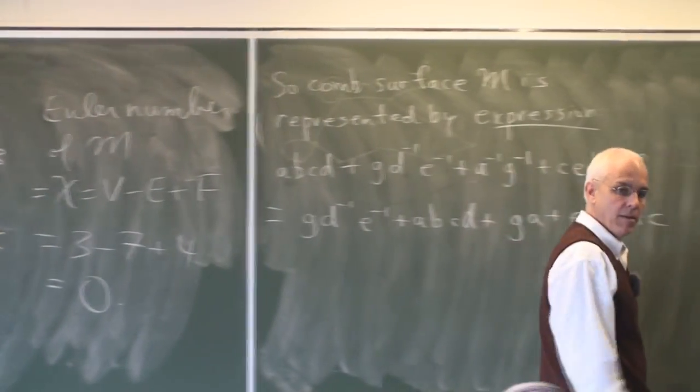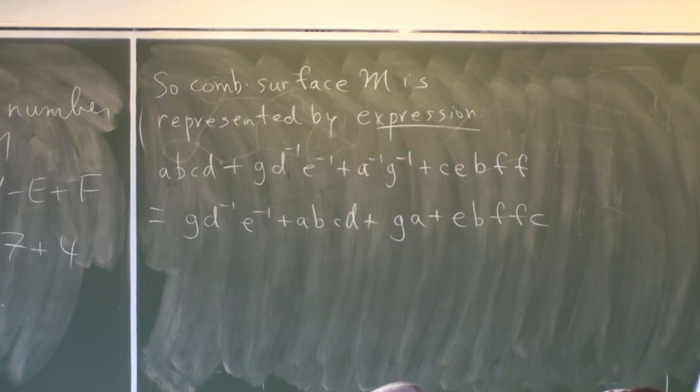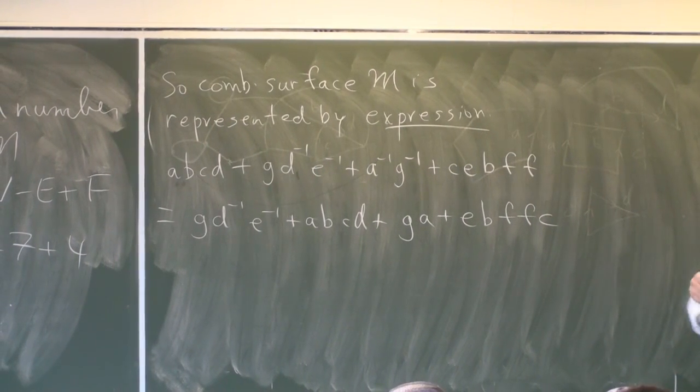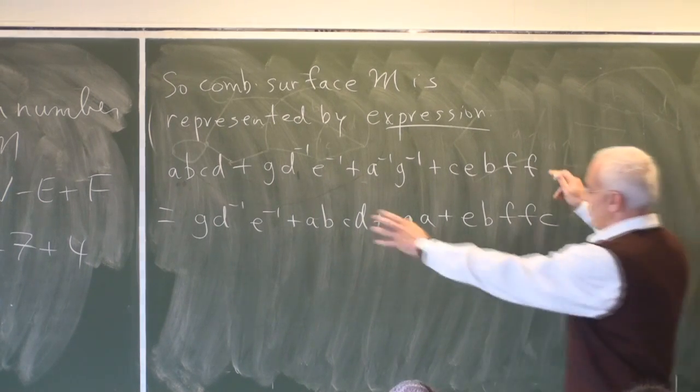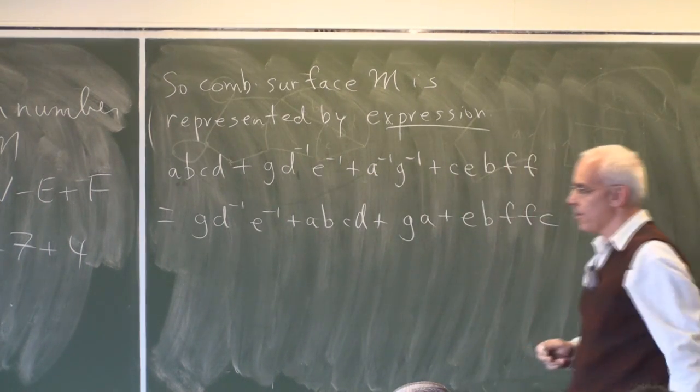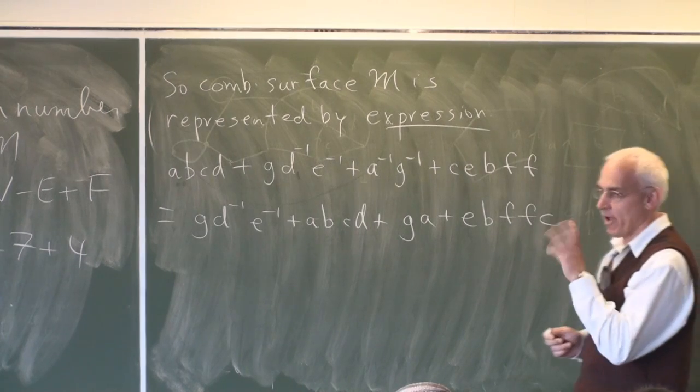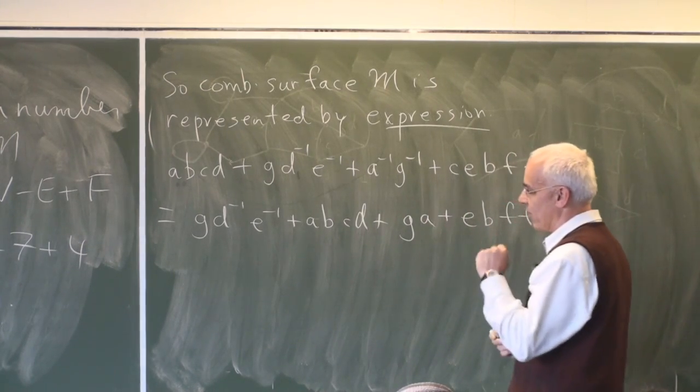EBFFC. So this represents a number of different ways that we have of rethinking about what the combinatorial surface is. We can first of all rearrange the words. We can flip any word around or sort of invert it.